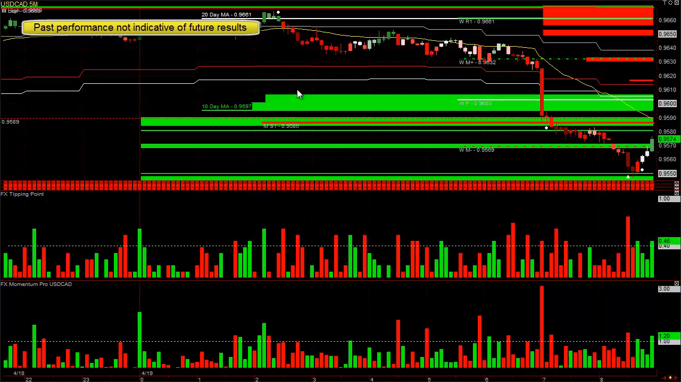And if the dollar's exploding down with more momentum than it has over the last 20 days on average, and the CAD is getting stronger, that's what the FX momentum will tell you. So this one tells you that the majority of dollar pairs are falling, CAD pairs are going up, and this tells you by how much.